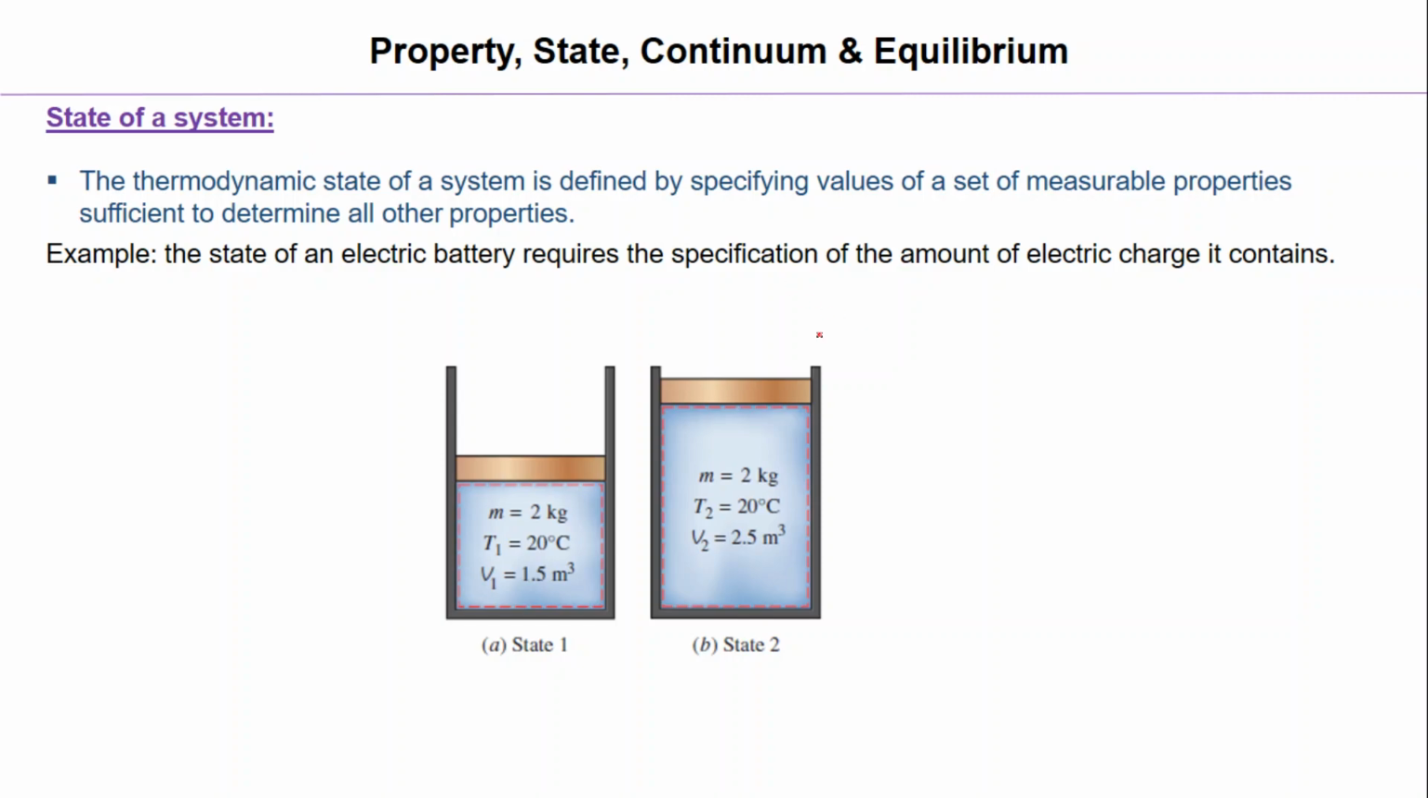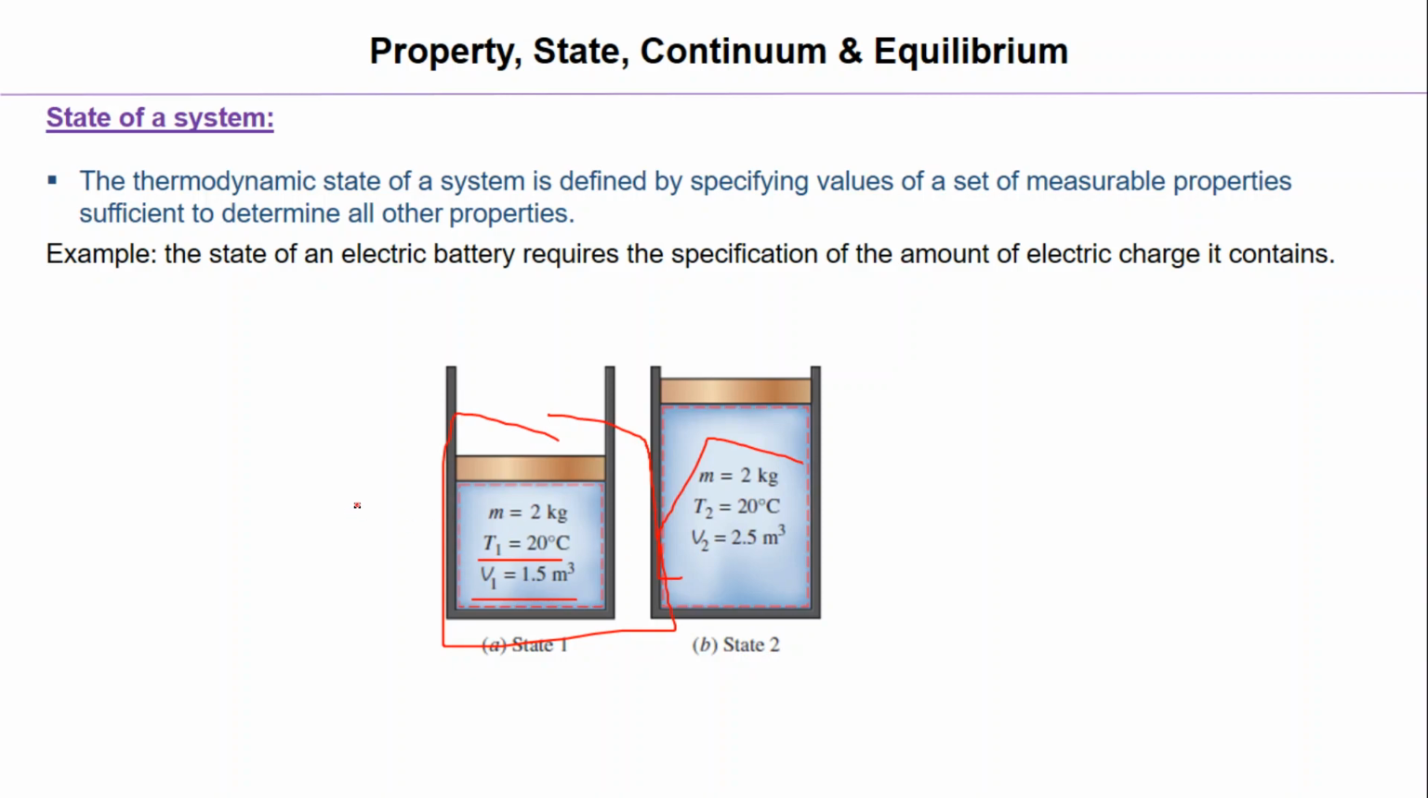So like we discussed, to define any person, we tell about his characteristics, like whether he is tall, short, and other characteristics. Similarly, to define a system, we should tell about its characteristics, like temperature is 20 degrees, volume is 1.5 meter cube. So okay, I understand that this is the system we are talking about. Similarly, if temperature is 20 degrees and volume is 2.5, then the system state will change. This is state 1 and state 2.